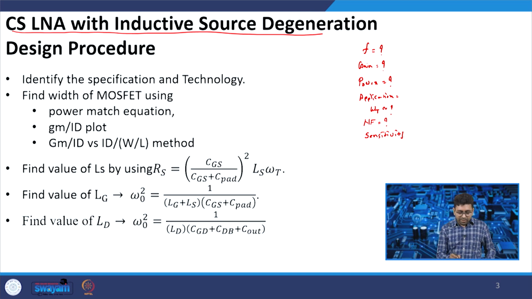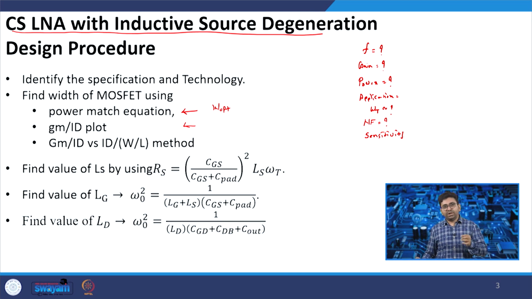So, you can use a power match equation, that W opt equation that we have already discussed in one of the lectures. Then we can also use a GM/ID plot for finding out the width based on the required power consumption. We can also use another method which is widely used to design an amplifier, that is the GM/ID versus ID/(W/L) method.